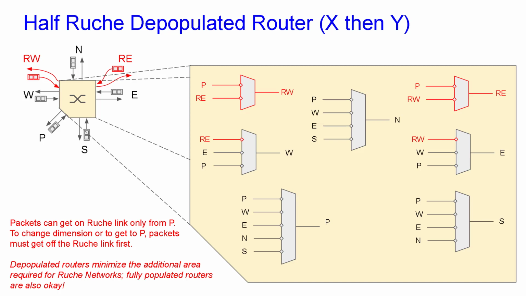The basic idea is that packets can get on a Ruche link only from the P port. And once they are on the Ruche link, they can continue on the Ruche link as long as they need to. We're not allowing any direct path from RE or RW to P, because the P is already overloaded with 5 inputs. Also, we're not allowing packets to turn direction from RE or RW to north or south. Instead, if a packet wants to change dimension or get to the destination P, the packet must get off the Ruche link using west or east exits.